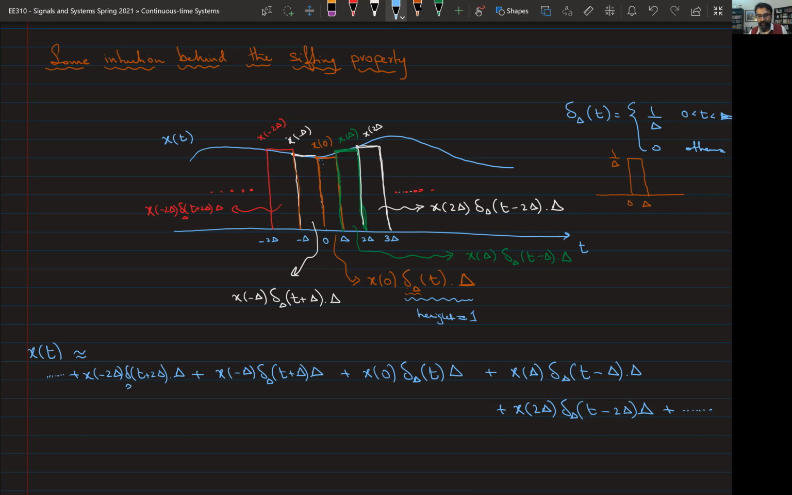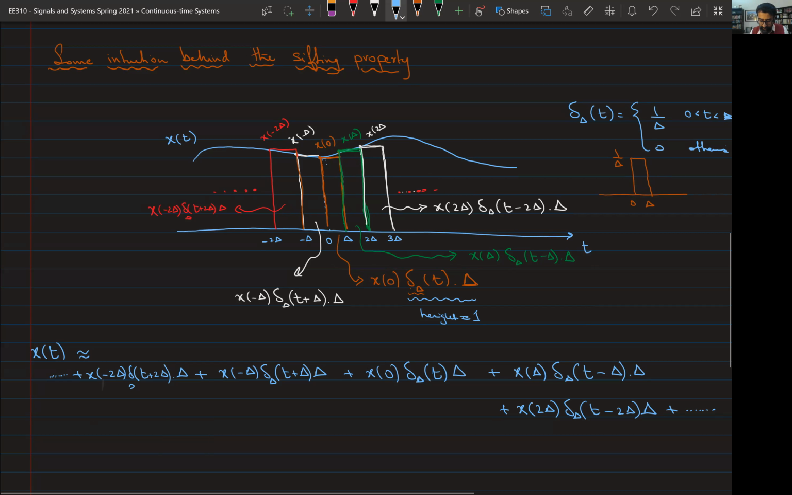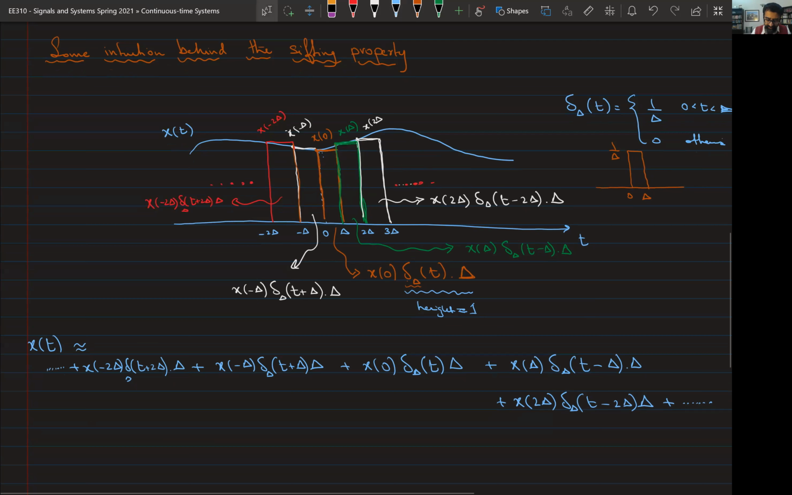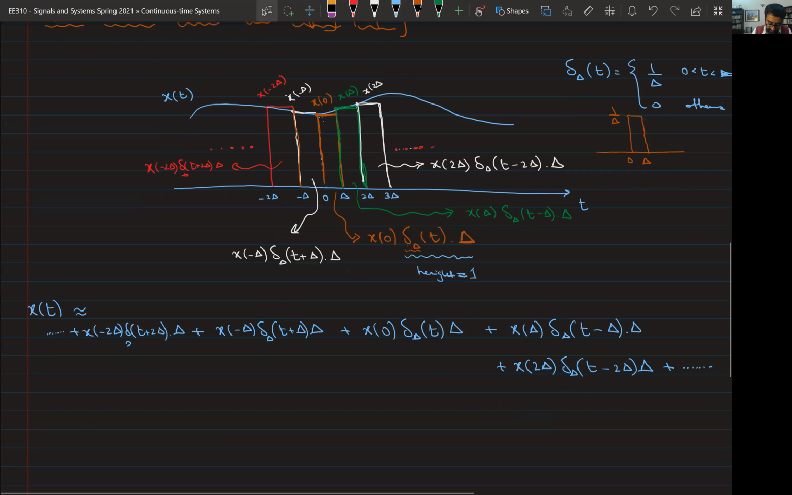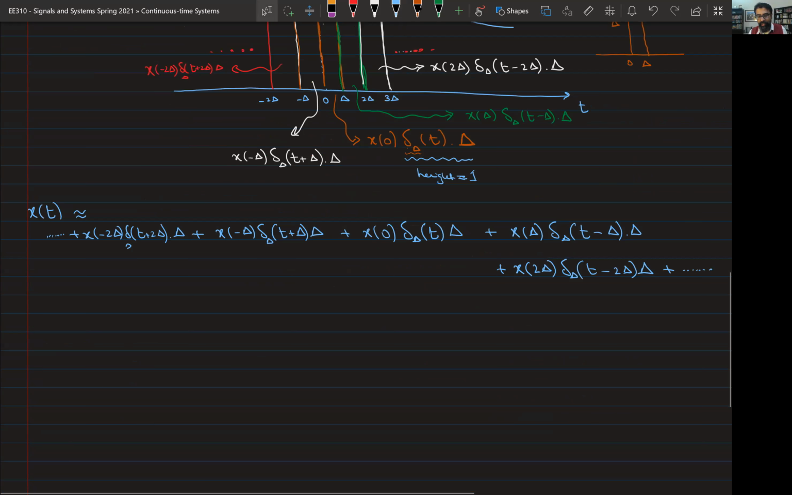Now, this approximation is a sum of infinitely many square pulses, which are subsequently shifted every time by a capital delta seconds and scaled by the appropriate heights. And that gives you an approximation. Is there a mathematical way for me to represent this? This looks like a very cumbersome, tedious expression. Can I represent this more elegantly?